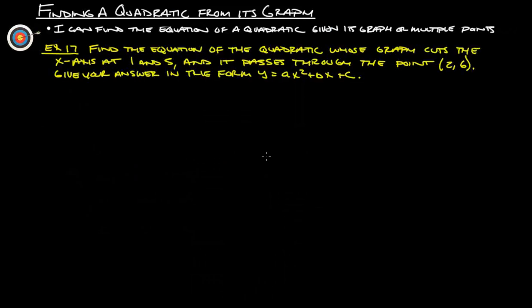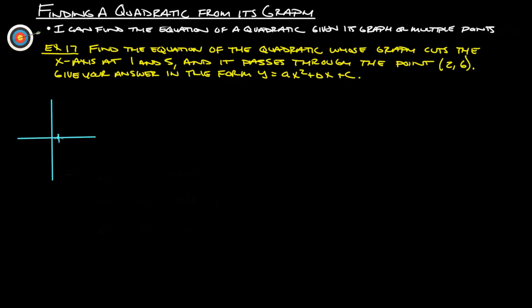Okay, so last example here we're going to do is example 17. Find the equation of the quadratic whose graph cuts the x-axis at 1 and 5 and passes through the point 2, 6. Give your answer in the form y equals ax squared plus bx plus c. So you don't have to draw this graph, but it's kind of handy to sketch it so you get an idea of what's going on.